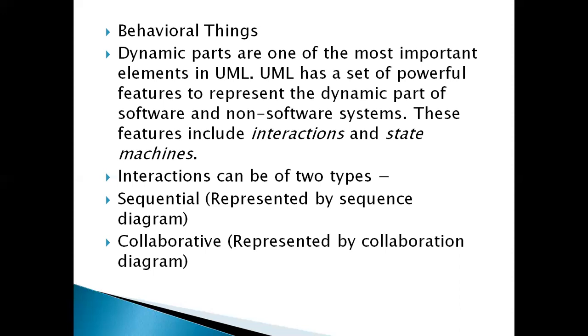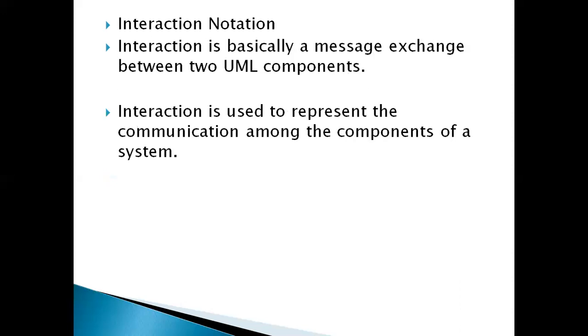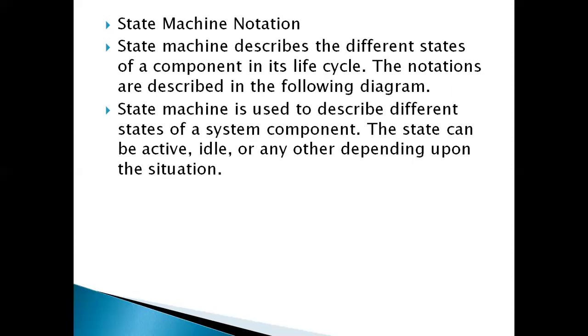Collaboration diagram. Interaction notation. Interaction is basically a message exchange between two components. Interaction means communication. It is a message exchange between two UML components. Interaction is used to represent the communication among the components of the system.